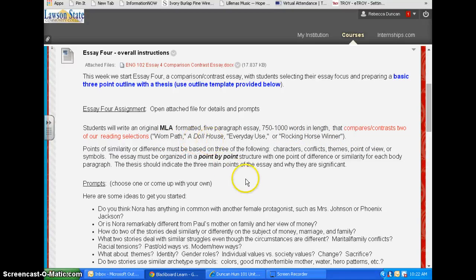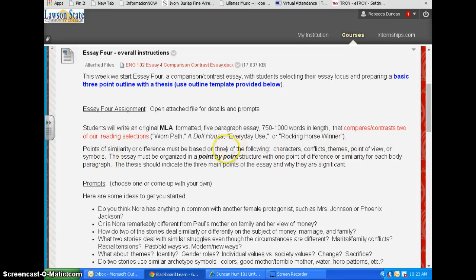But what it does is it takes two of our reading selections. Dollhouse is included as an option because there's enough content already to do some comparisons, say, on a couple of the main characters. But if you're not feeling comfortable with that, you've got Worn Path, Everyday Use, and Rocking Horse Winter. So you're going to look for points of similarity or difference, and I really want you to focus on one or the other, but sometimes it can be not confusing, but complex, and you need to do a combination. Here's what you're going to focus on: characters, conflicts, themes, point of view, or use of symbols.